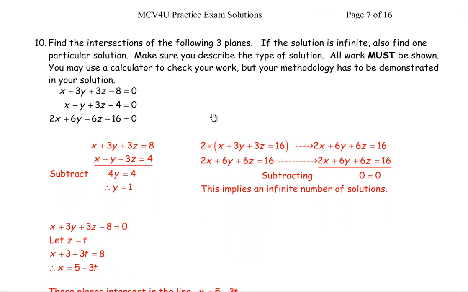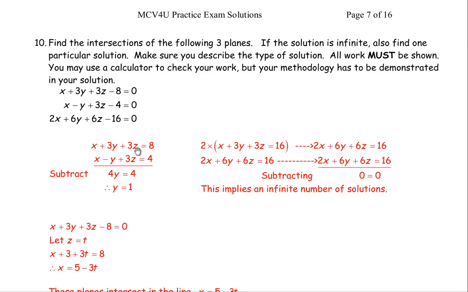In question number 10, you're asked to find the intersection of these three planes, and if it happens to be infinite, also find a particular solution. So that means just an example of a specific point that happens to be on all of the planes. And again, make sure you describe the type of solution. Now, these are the three planes.